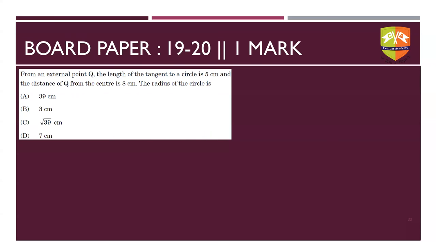This one is easy. From an external point Q, the length of the tangent to a circle is 5 and the distance of Q from the center is 8. The radius of the circle is? Draw the diagram quickly: circle, here is Q, tangent, this is 5, distance of Q from the center is 8. Pythagoras theorem: let's say R, so R square plus 5 square is equal to 8 square, so 64 minus 25, root 39. Okay, next.